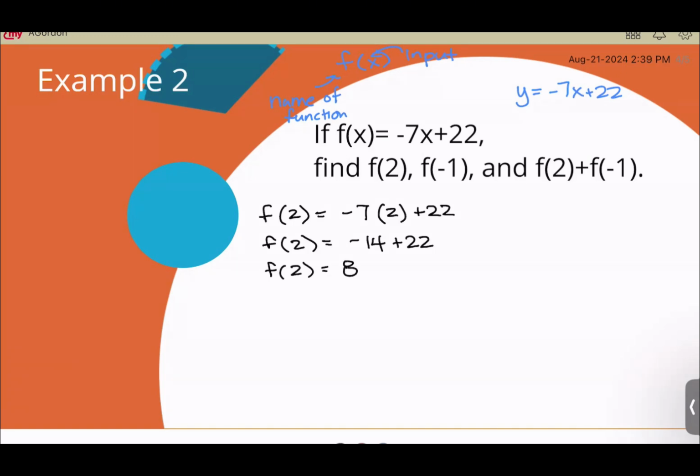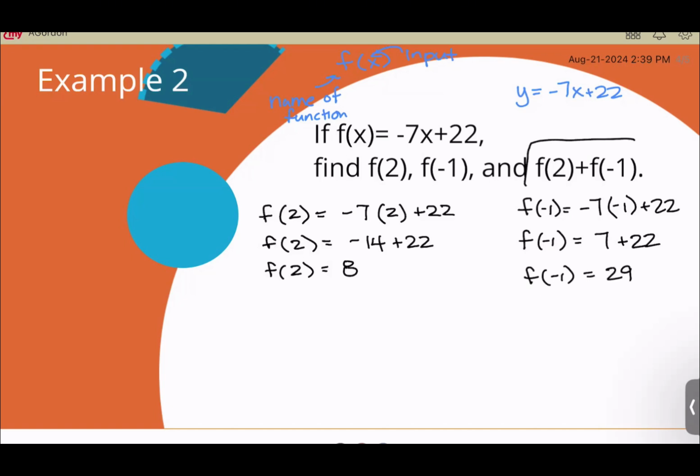And we would find f of -1 the same way, but now our x is -1. So we're replacing the x in the original function with a -1. So -7 times -1. And always when you're plugging in, put it in parentheses. It's better to have some parentheses that you don't need than to need them and not have them. So this -7 times -1 would be +7 plus 22. So f of -1 equals 29.